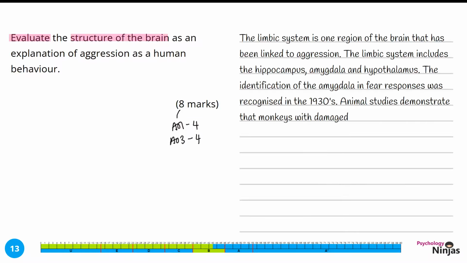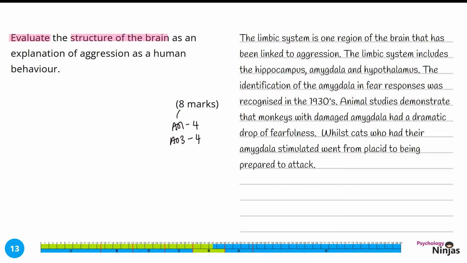The limbic system is one region of the brain that has been linked to aggression. The limbic system includes the hippocampus, amygdala, and hypothalamus. The identification of the amygdala in fear responses was recognised in the 1930s. Animal studies demonstrate that monkeys with damaged amygdala had a dramatic drop of fearfulness, whilst cats who had their amygdala stimulated went from placid to being prepared to attack.